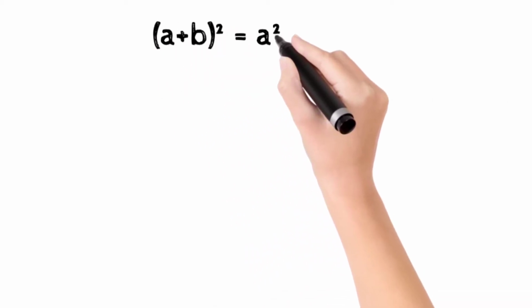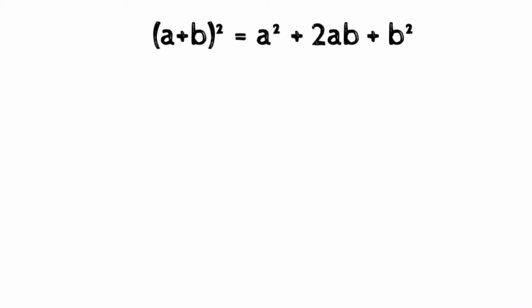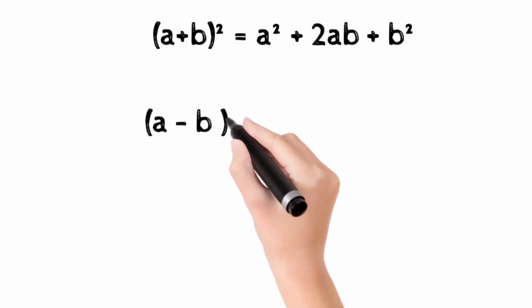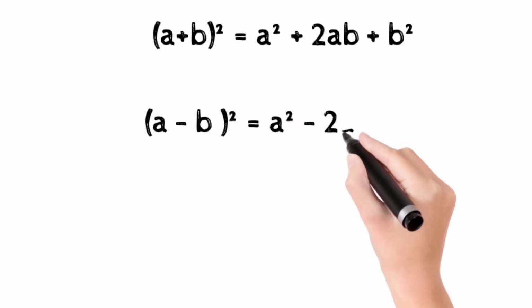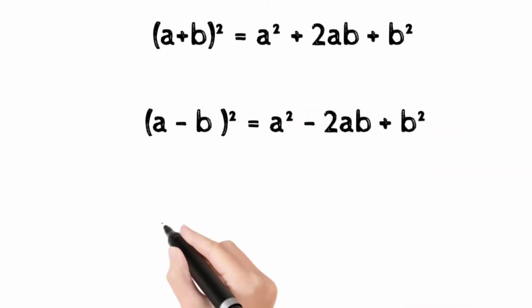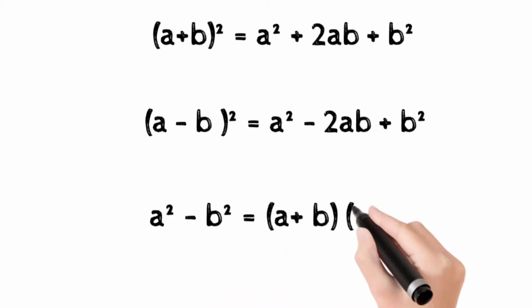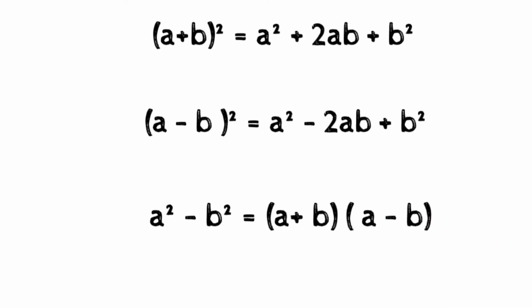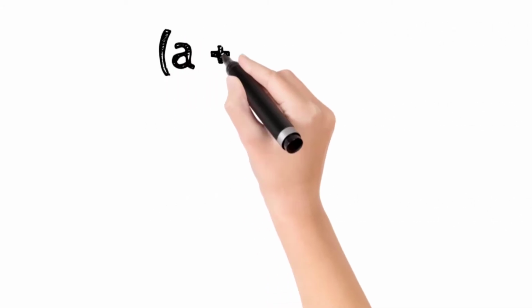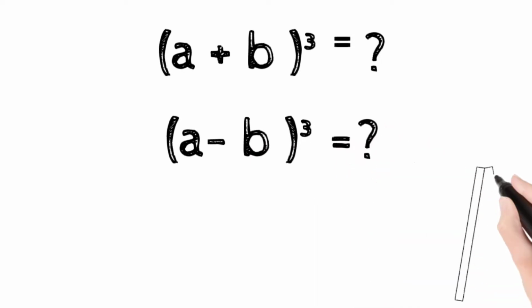As we all know, (a plus b) whole square is equal to a square plus 2ab plus b square. (a minus b) whole square is equal to a square minus 2ab plus b square, and a square minus b square is equal to (a plus b) times (a minus b). But what happens if we are given (a plus b) whole cube and (a minus b) whole cube?